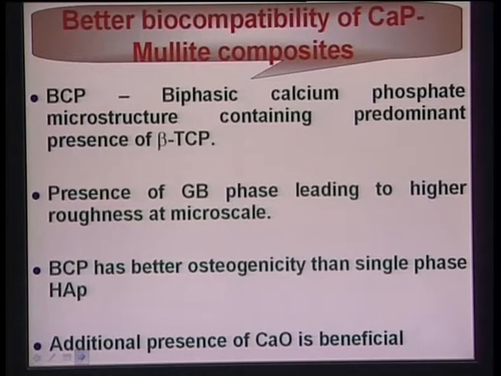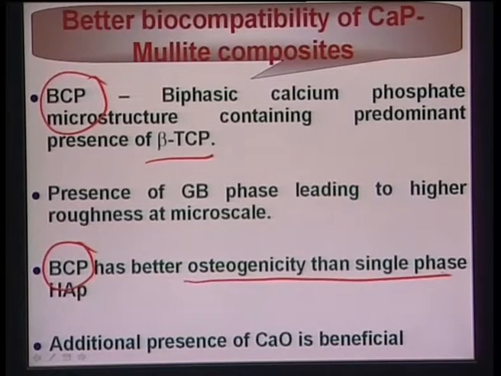The second thing is that these materials are like BCP phase. BCP means biphasic calcium phosphate microstructure, and they contain beta TCP as well as the hydroxyapatite phase. And BCP, that is biphasic calcium phosphate, has better osteogenicity than single phase hydroxyapatite. So that is also important, because as far as biological compatibility is concerned, people always desire this BCP phase in the microstructure.